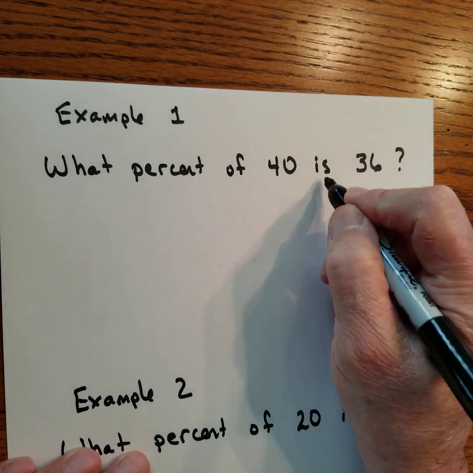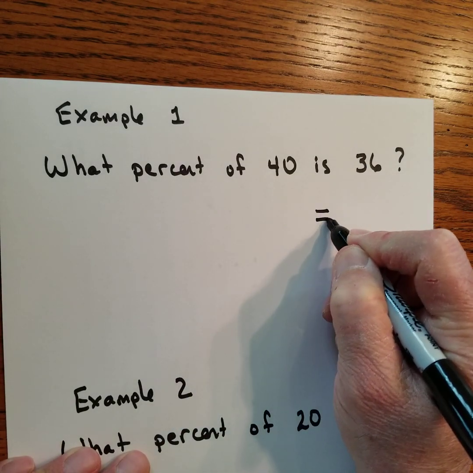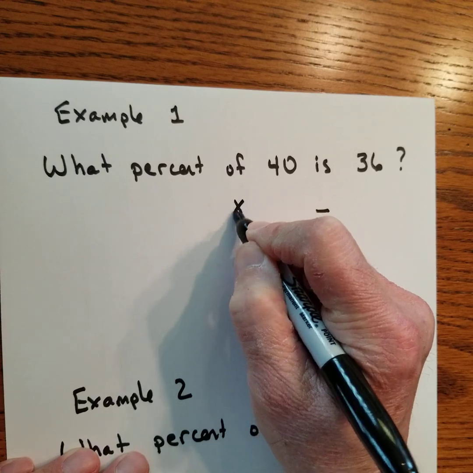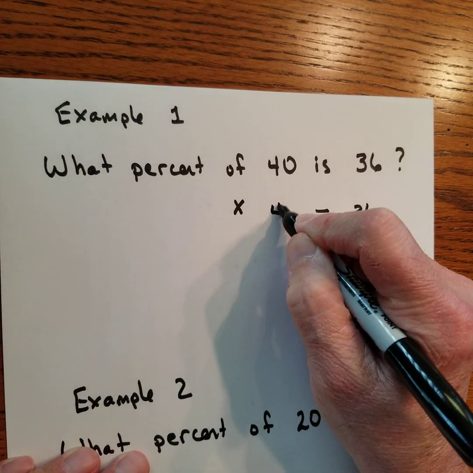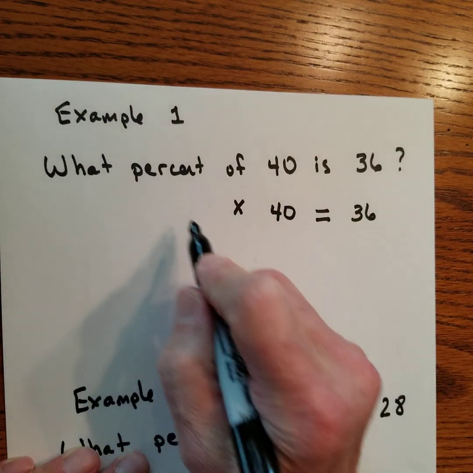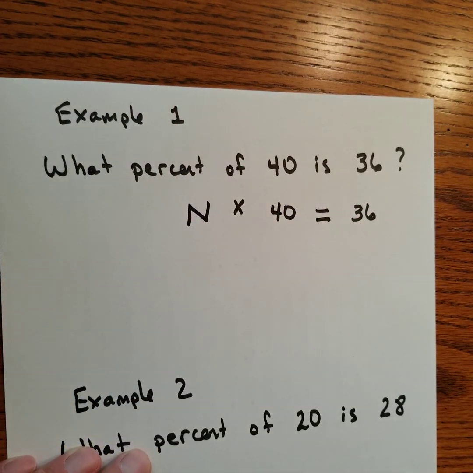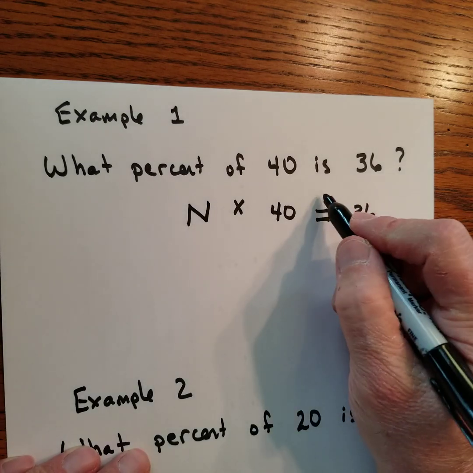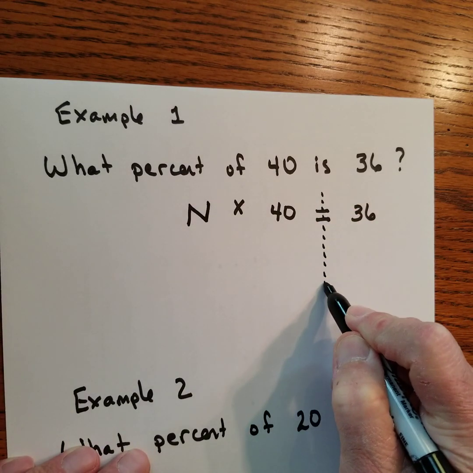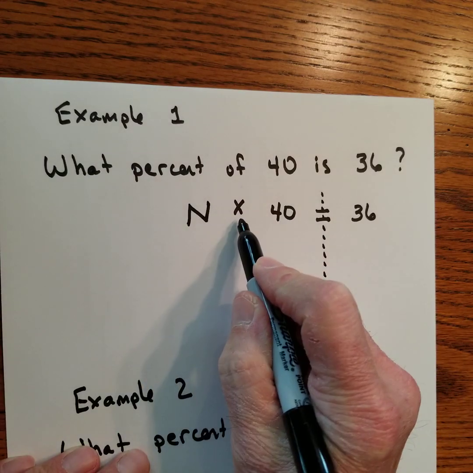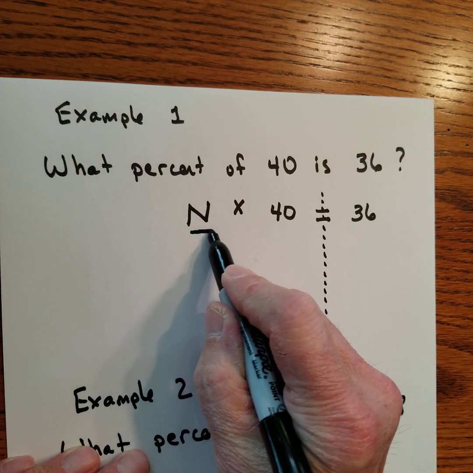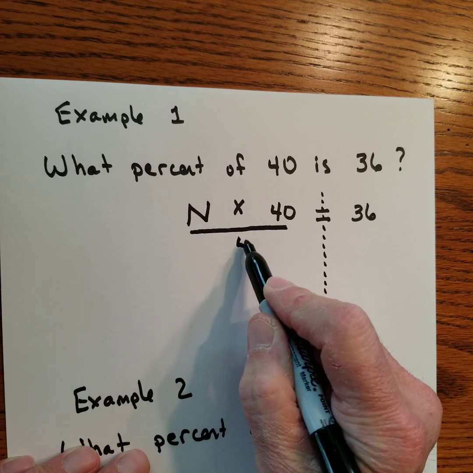Let's try it. We know is equals, of is times. Copy the 36, copy the 40, and our job is to find the percent. Let's solve that equation. If I want to get n by itself, then I get rid of the 40. The 40 and the n are being multiplied, and the inverse of multiplication is division.